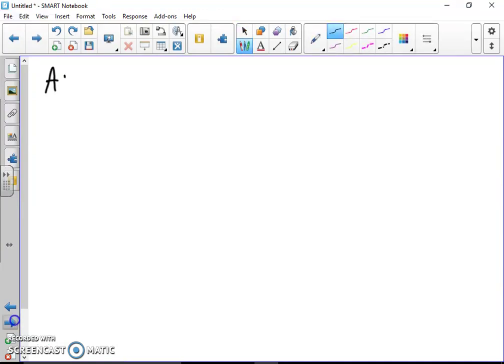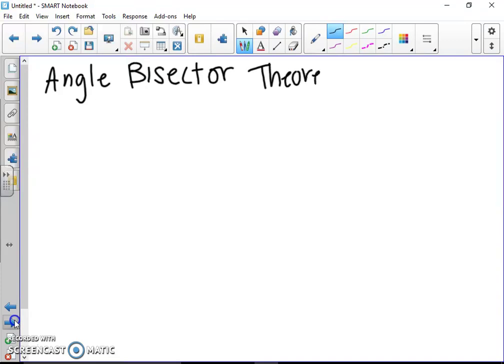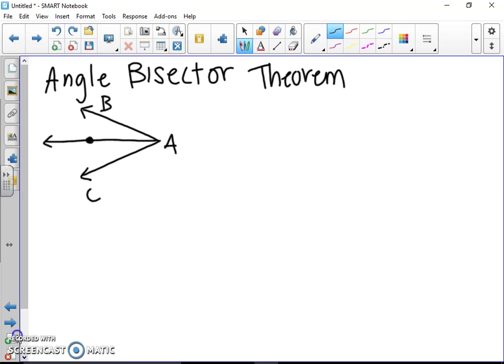Okay, so we have the angle bisector theorem. So let's draw ourselves an angle bisector. Okay, so I've got an angle. I'm going to call this angle, let's say BAC. Okay, and we're going to draw an angle bisector right here. Okay, and we're going to pick a point on that angle bisector. I'm going to call that point D.